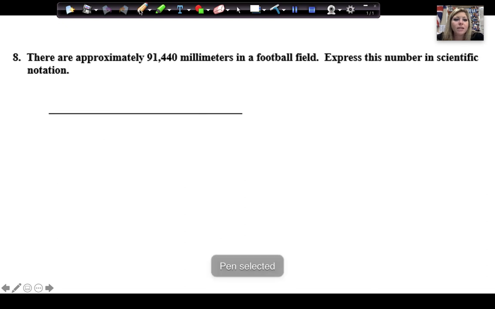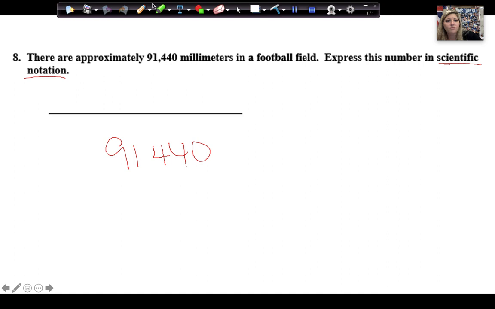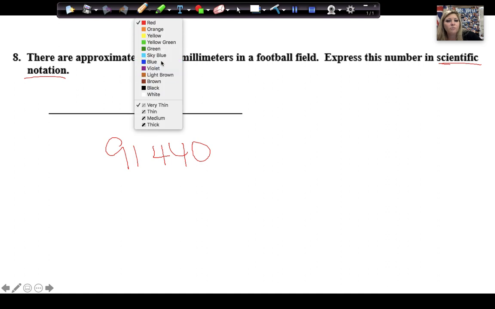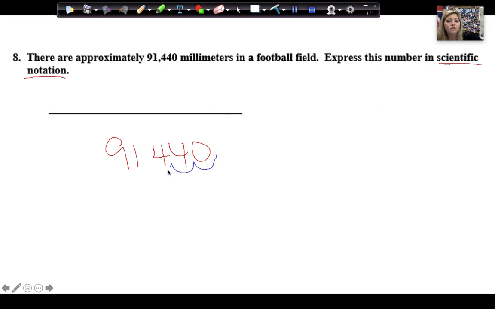There are approximately 91,440 millimeters in a football field. Express this number in scientific notation. When we are expressing a number in scientific notation, we've gone over this in a previous problem, we just start at the back of the number and move the decimal point until there's just one number to the left of the decimal. So 1, 2, 3, and 4. And so our answer is going to be 9.144 times 10 to the, we moved it 1, 2, 3, and 4 times, so times 10 to the 4th.